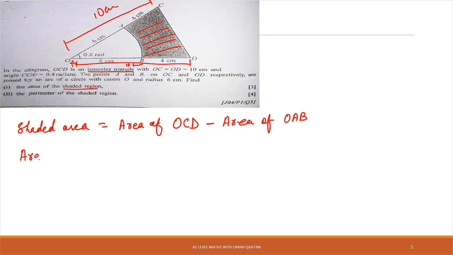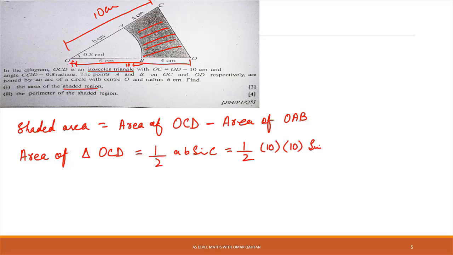So first we will find area of triangle OCD. We know the formula for finding the area of triangle is half AB sine of C. So half, this whole thing is 10, which is A. This whole thing is B, so it will be 10 only, and then sine 0.8.